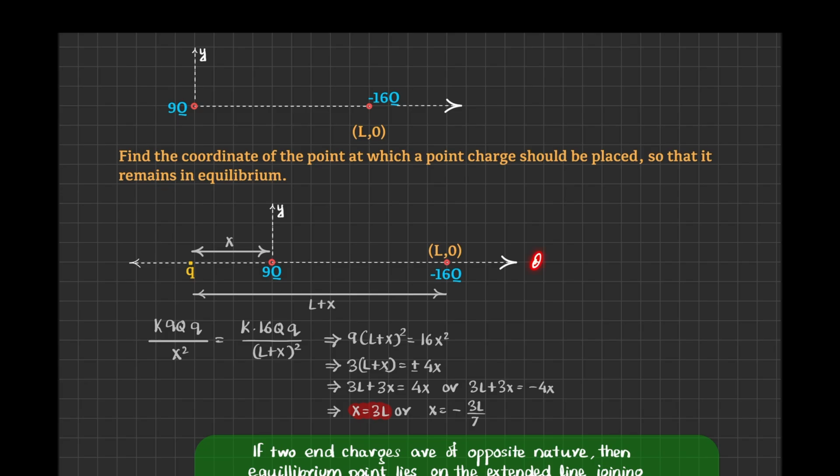Nearer to 16q, we cannot get equilibrium, because if the distance is lesser, the force will be more. Again, the charge magnitude is more, hence the force will be further more. So this force and the force due to 9q cannot balance each other anymore. I hope it is clear.